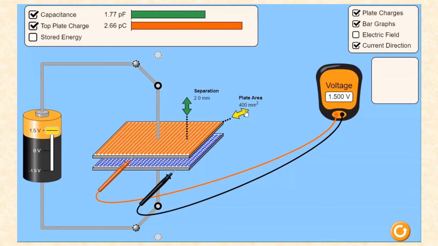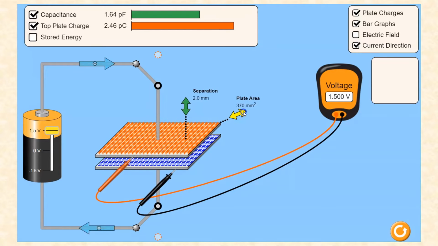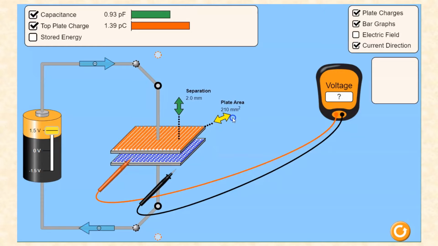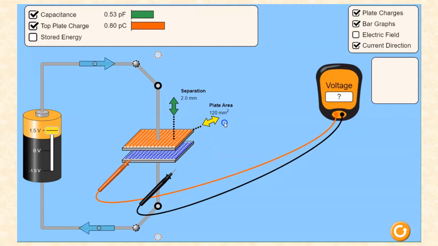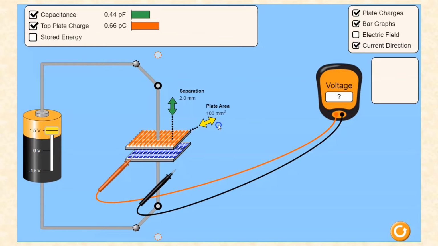by changing the plate area. Let's see what happens to the capacitance here. As I decrease the plate area, you will notice that not only does the capacitance decrease, but the charge that each plate is able to store decreases as well. Remember that capacitance is a measure of a capacitor's ability to store charge. So changing the plate area changes the total amount of charge that can be stored on each of the plates.